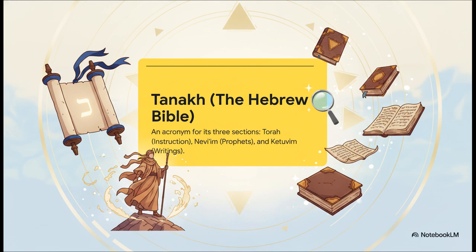The Hebrew Bible is called the Tanakh, and its very name is a brilliant clue to its structure. It's actually an acronym. Ta is for Torah, which means instruction. Na is for Nevi'im, or prophets. And Ka is for Ketuvim, or writings. This three-part design is completely intentional and tells us so much.